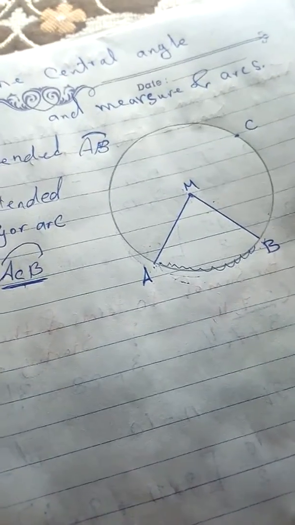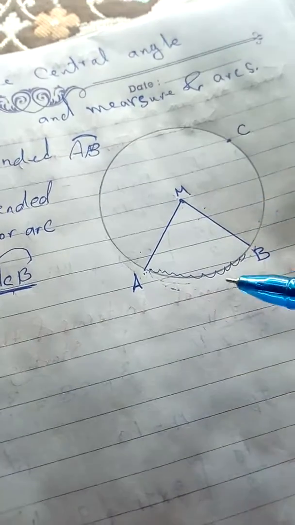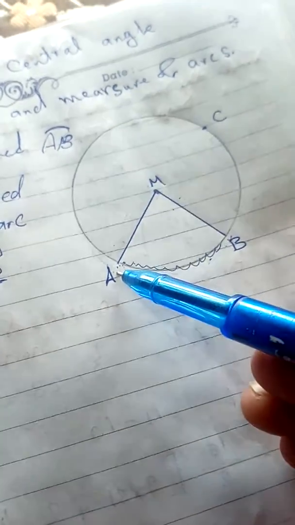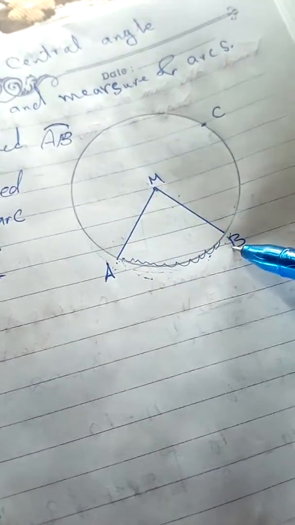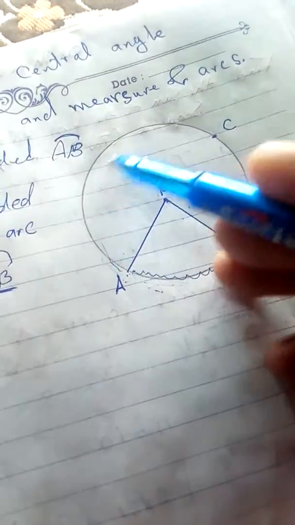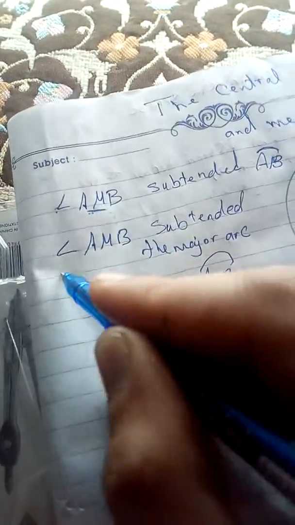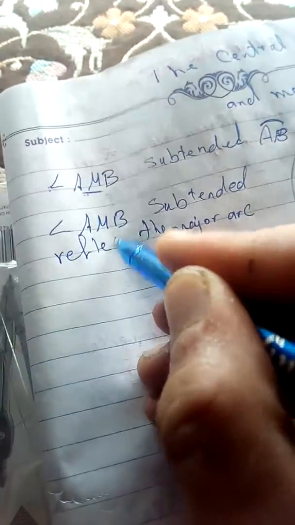طيب اوكي، انا عايز افرق ما بينهم. بفرق ما بينهم ازاي؟ بسمي the arc AB the minor arc which subtends the angle AMB، وبسمي الارك التاني ده ACB which subtends the angle AMB which is a reflex angle.